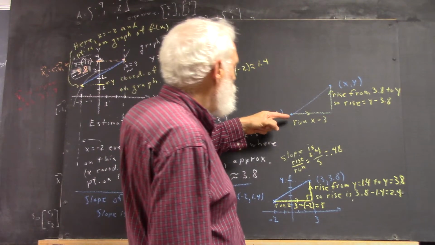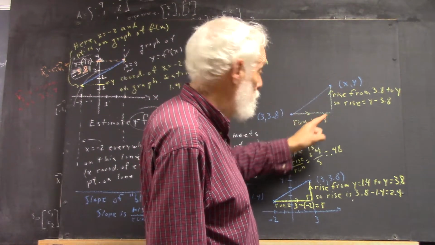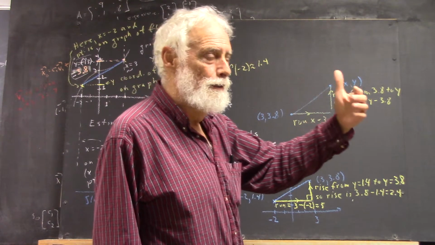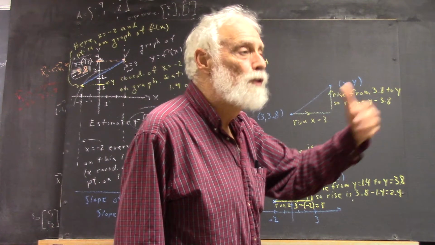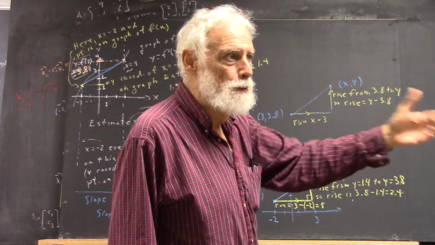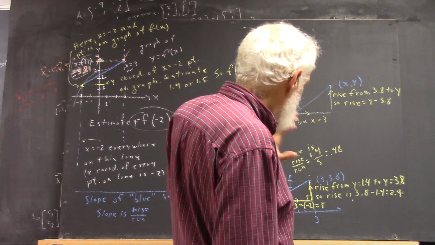But remember, if you're going from here to here, it goes from 3 to x, so it's x minus 3. Just like if you go from mile 20 to mile 40, it's 40 minus 20, not 20 minus 40, which would be negative 20. You're going that way, not this way, right? So you want to be careful about that.